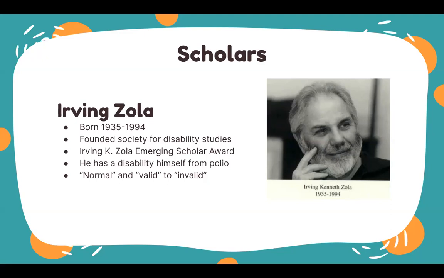He has a disability himself from polio, and he had to use a cane and wheelchair, which he often refers to in articles like other scholars in disability studies. And he often talks about going from normal to invalid, the process of being someone who was once seen as normal in society and then going to someone who was seen as not. And he brings awareness to the argument that having a disability means that you're not worthy of life. He often combats that, and argues that there shouldn't be a normal in society and that everyone's life is valid.